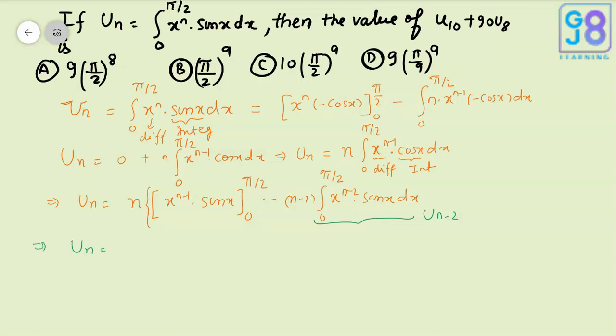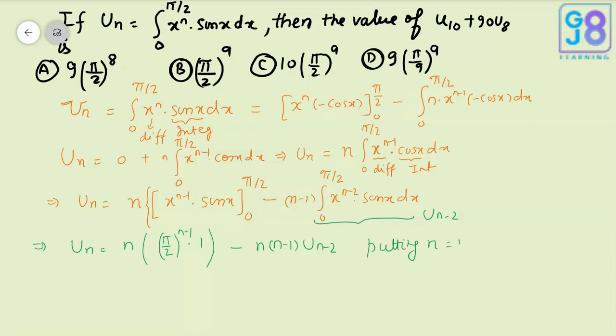So from here we conclude that u_n is equal to n times, when we put the limit pi by 2, we get pi by 2 to the power of n minus 1, and sin pi by 2 is 1, and when we put 0, the other limit becomes 0. So minus n times n minus 1 times u_(n minus 2). So we have got this relation between u_n and u_(n minus 2).